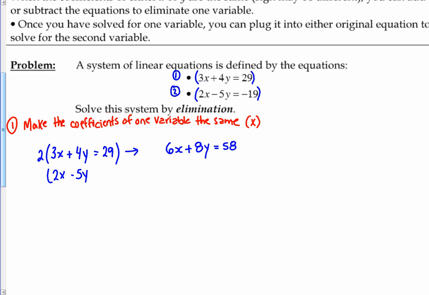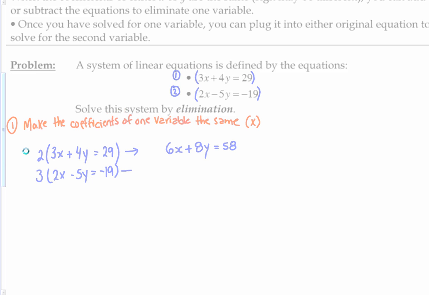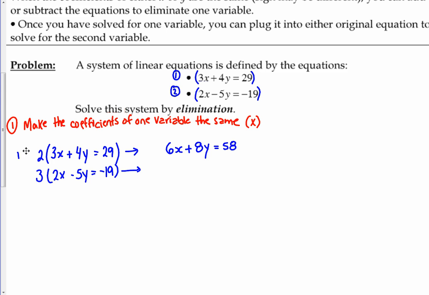By 3. I'm going to multiply this equation by 3. This is 1 and 2. So we get 6x minus... Nope, because there was a plus 4.